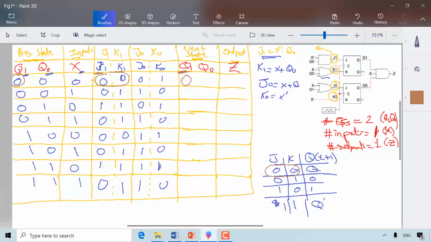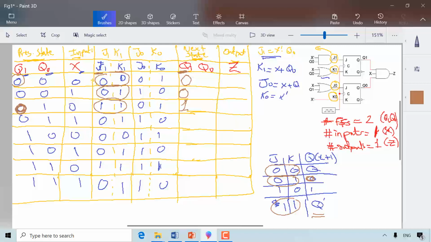Now, how about when J1 and K1 equals 0, 1? I look at the table here. 0, 1 means you have to set Q1 equal to 0. How about if it is 1, 1? I go to the table and it says invert Q. So I look at Q1, it is 0. I have to invert the present state of 0 and make it 1 for the next state.